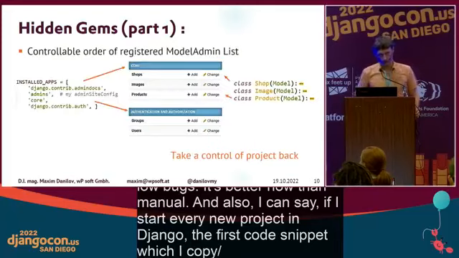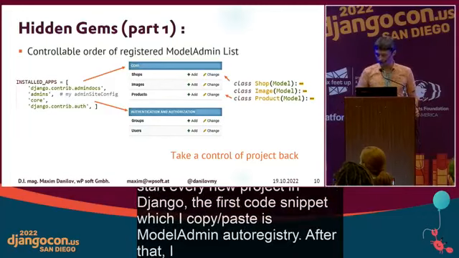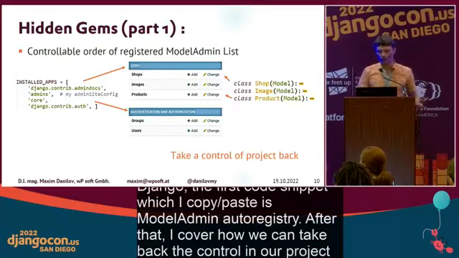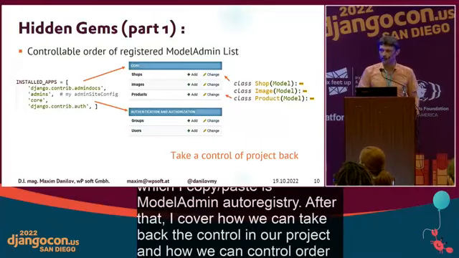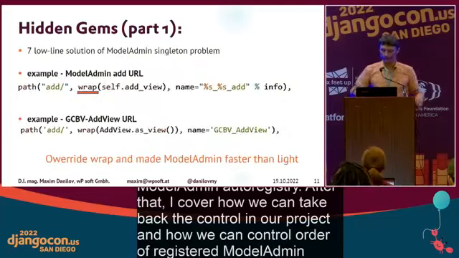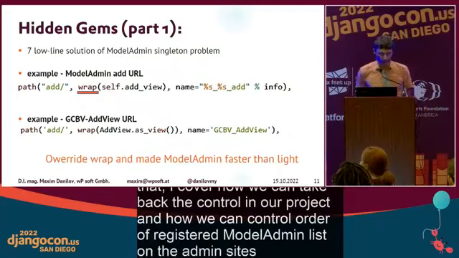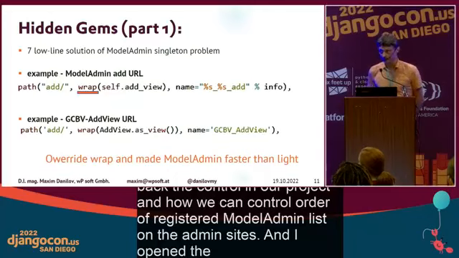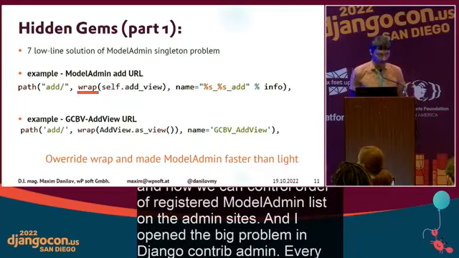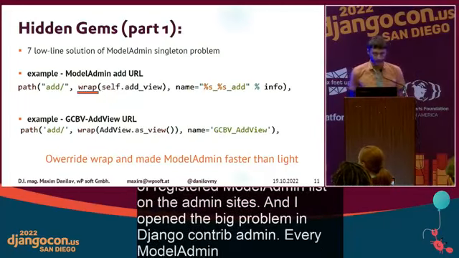After that, I covered how we can take back control in our project and how we can control the order of the registered model admin list on the admin sites. And I opened up the big problem in django.contrib.admin. Every model admin is a singleton. It means for every request we work with the same instance. And this is a big problem.